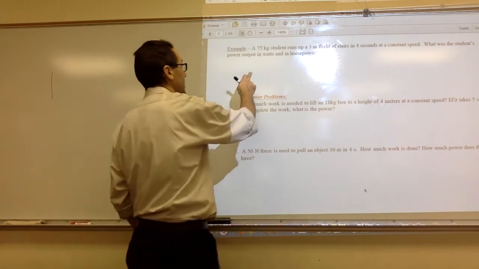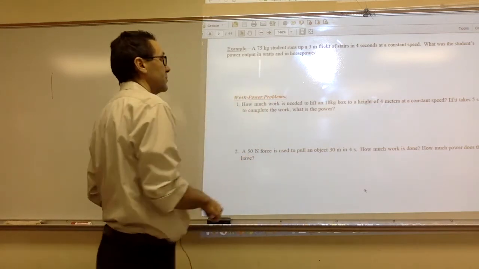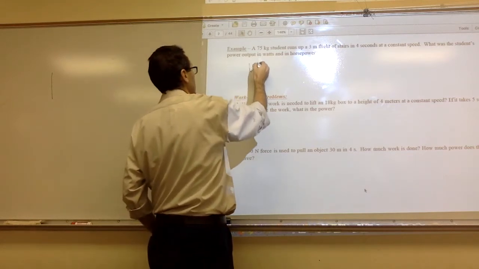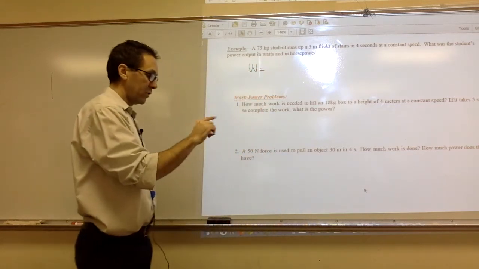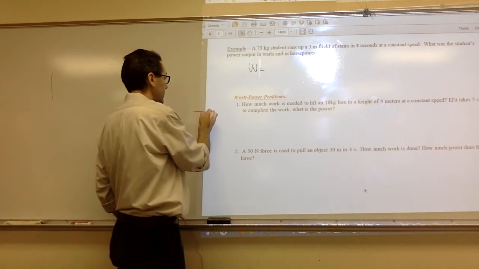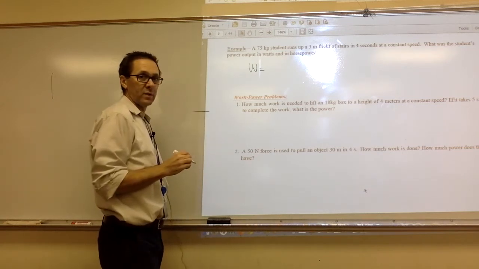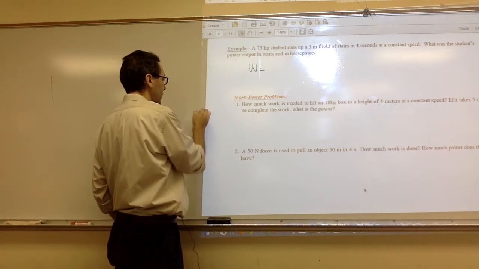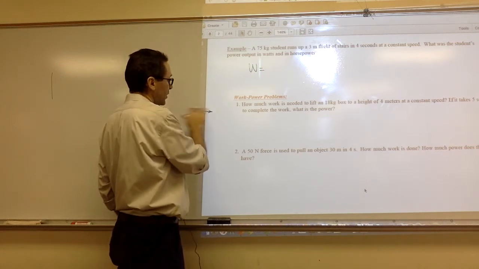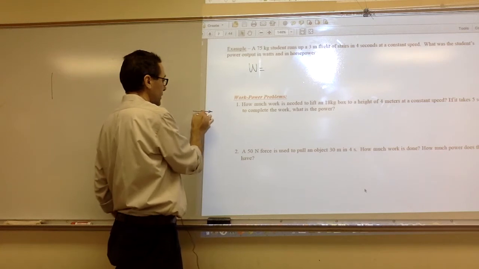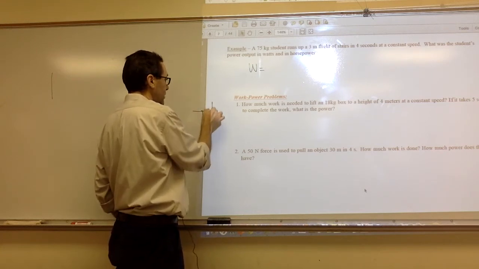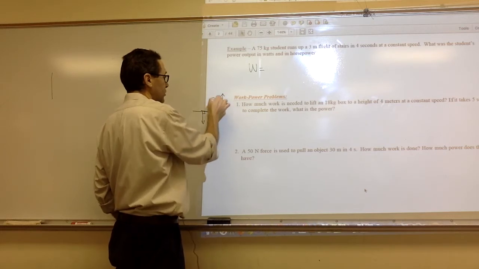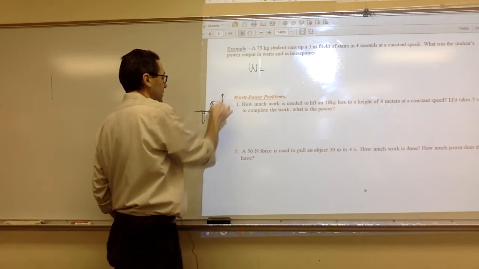So this is pretty much going to be your lab. When you do the lab, you're going to have to do something similar to this. If I want to find the work, each time the student is going horizontally, there is no work done against gravity, because the force of gravity is acting down. You move to the right, so there is no work happening in that direction because there is a 90-degree angle. But the work is only done when you're going up the stairs. So only the height of the stairs matters.